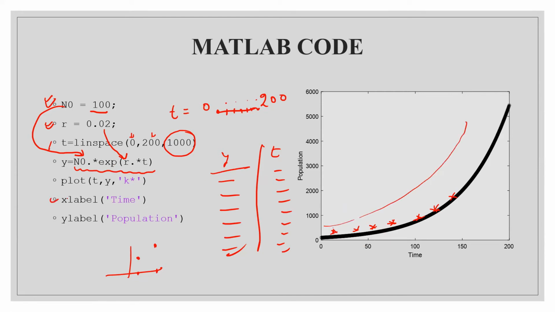And this is what? This is X label. If I want the reader to understand my graph, I will give X label and Y label. So this is clear, I think.